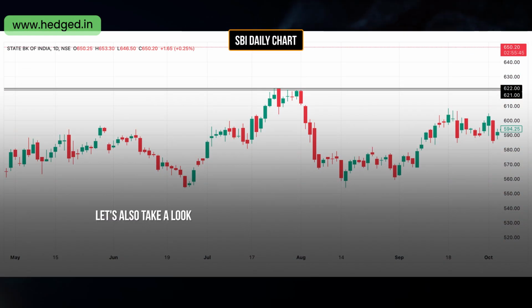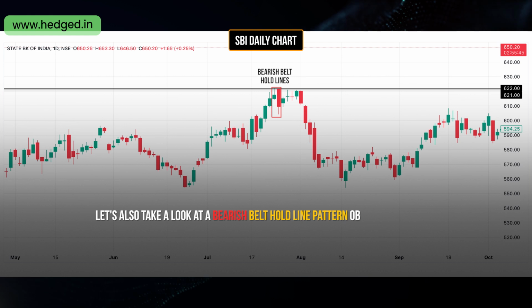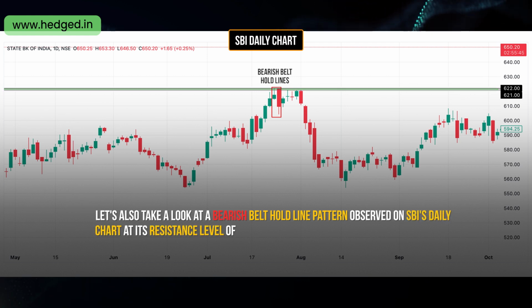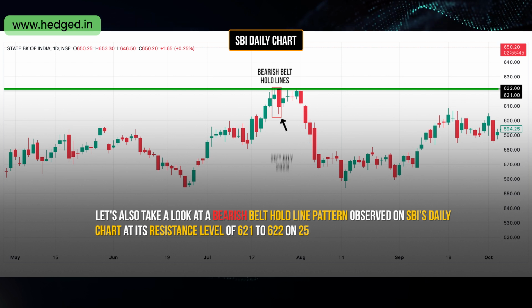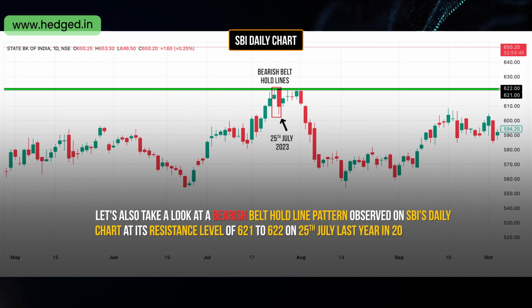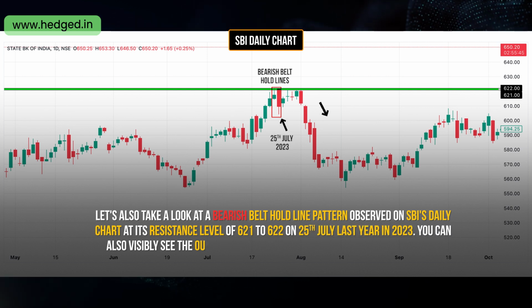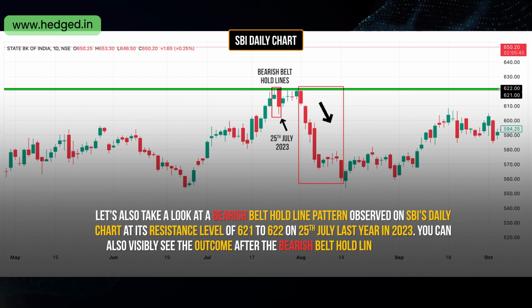Let's also take a look at a bearish belt hold line pattern observed on SBI's daily chart at its resistance level of 621 to 622 on the 25th of July last year in 2023. You can also visibly see the outcome after the bearish belt hold line was observed.